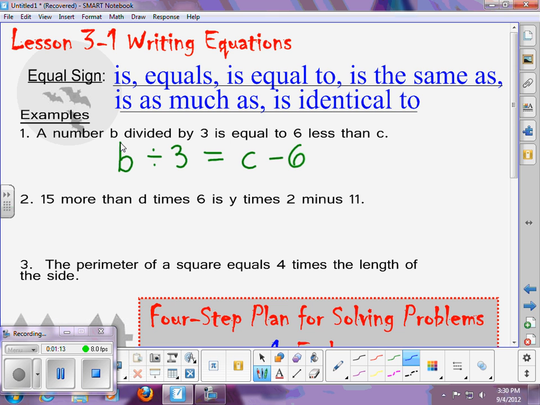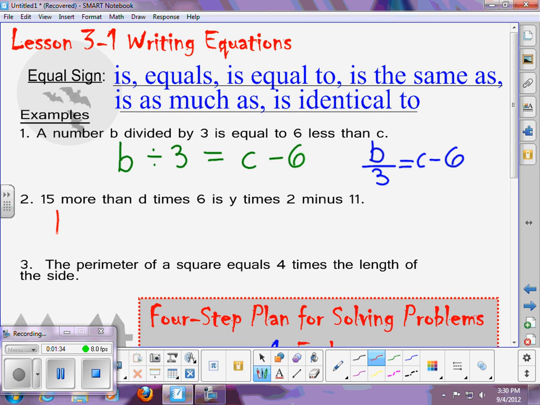Another way would be to write, instead of b divided with a division symbol, we can use the division bar. B divided by 3 equals 6 less than c. Both are correct. Number 2, 15 more than d times 6 is y times 2 minus 11.